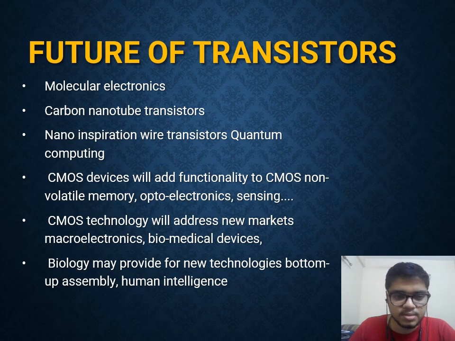Future of transistors: molecular electronics, carbon nanotubes, nanowires, CMOS devices which can be used for non-volatile memory or optoelectronic sensing, CMOS technology with new markets, macroelectronics, biomedical devices. Biology may also provide a new technology for bottom-up assembly and human intelligence.